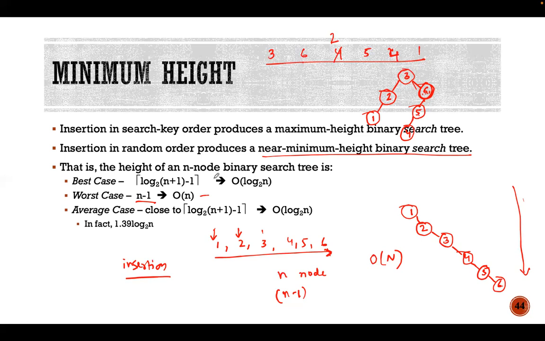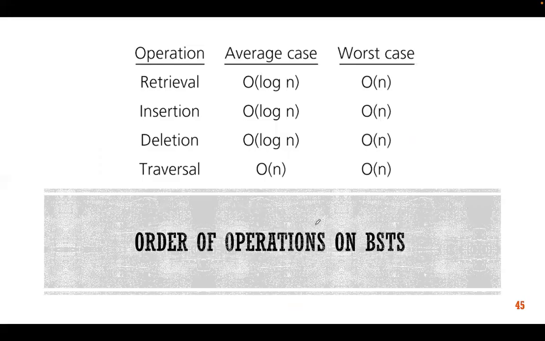Now, the average case, if we consider all of the cases, is close to logarithmic of n plus 1. So we can say that the average case of the binary search tree operations is order of log n. So retrieval is average case log n, worst case order of n, if the height is the same as the number of nodes or the number of nodes minus 1. For insertion and deletion, the average case is log n and the worst case is order of n.